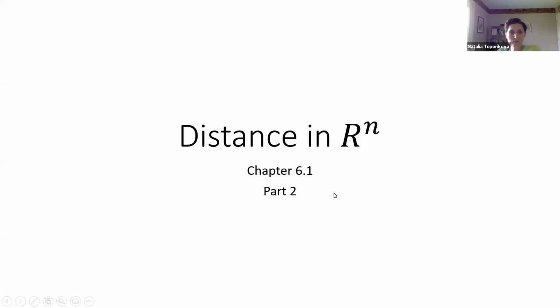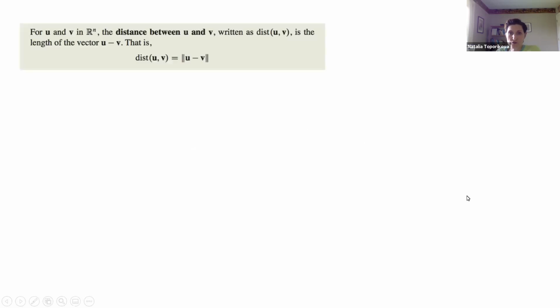Hello, this is the second part of chapter 6.1, and we will talk about the distances in n-dimensional space Rn and how to measure them. First, in the previous part, we talked about the length of single vectors, but we can easily use a similar approach to measure the distance between two vectors. We can subtract one vector from another and calculate the length of the resultant vector.